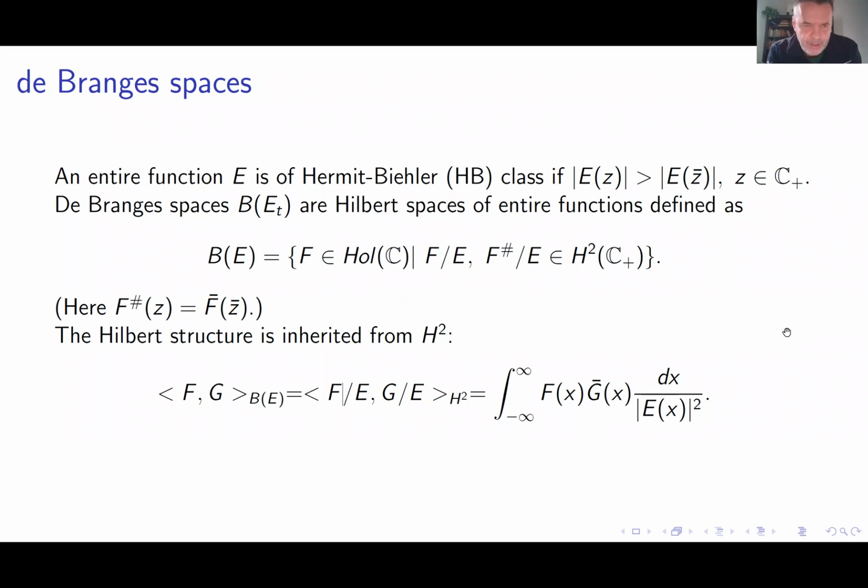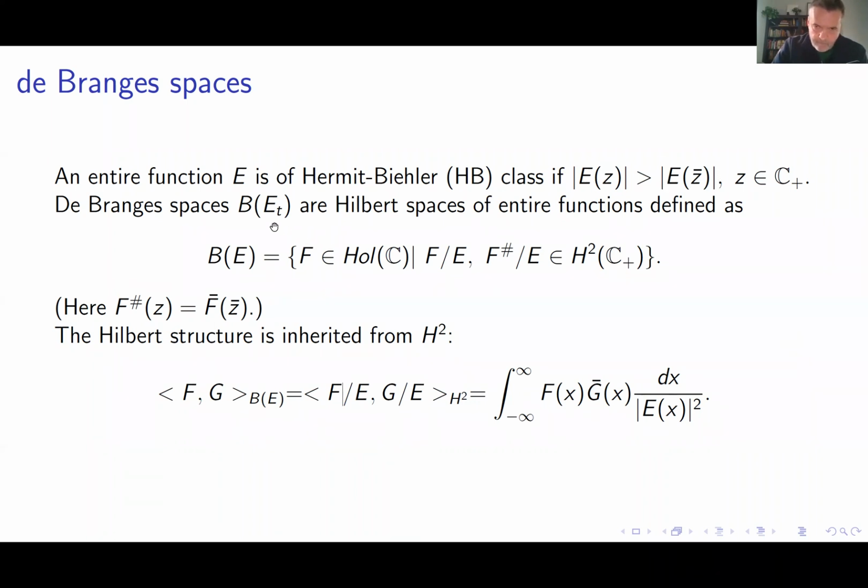So let me continue. Now we will define the spaces of entire functions that I was talking about. First of all, an entire function E is a function of the so-called Hermite-Biehler class if its values in the upper half plane are strictly larger in absolute value than its values in the lower half plane at the symmetric points. So for each z from C plus, we must have this inequality.